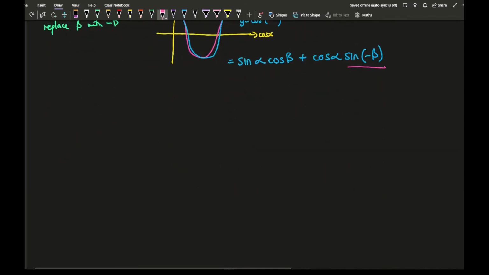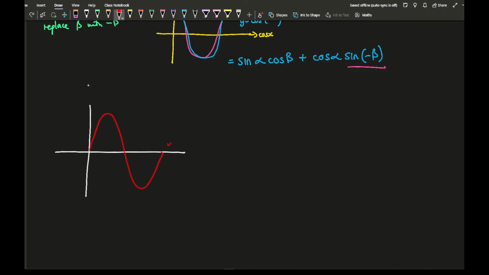Now if I look at what sine minus beta actually is, again I'll draw my sine graph, which looks something like this, y equals sine x. If I then plot y equals sine of minus x, that again is going to be a reflection in the y-axis, which would then give me this.